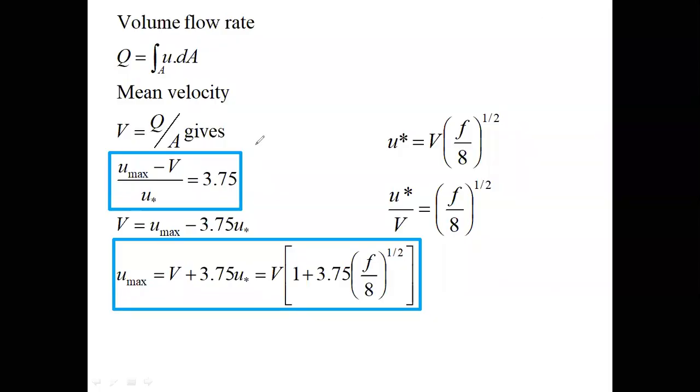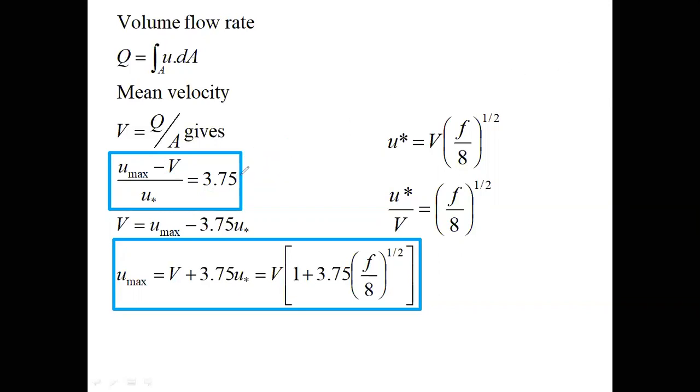Right. Again, you remember for laminar flow we derived the average velocity V equals u max divided by 2, right? But if we do the same thing, we can see that the relationship between the maximum velocity of the turbulent flow and the average velocity V is u max minus V over u star equals 3.75. Please remember this equation.